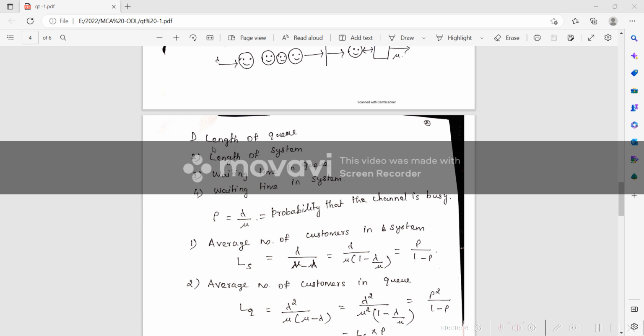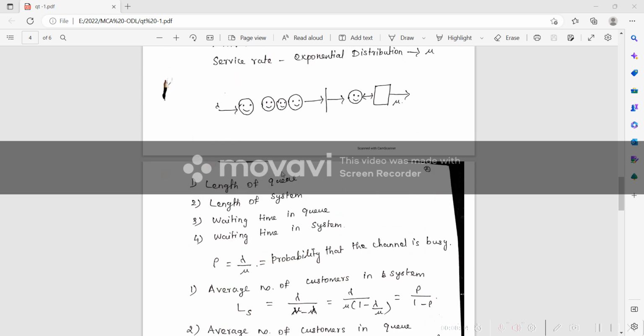items we can find. So one is the length of the queue, that is how many members are in one queue, and the length of the system. So system is nothing but the number of persons in the queue and the number of persons in the server. So here it is a single server, so obviously at a time only one customer is in the server. So length of system is nothing but the number of customers in the queue plus 1. So this is for this model.